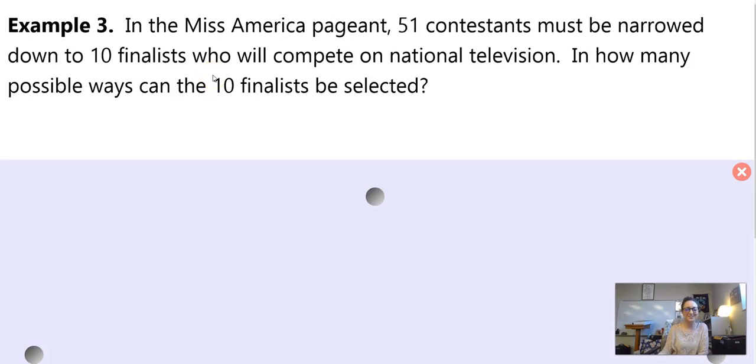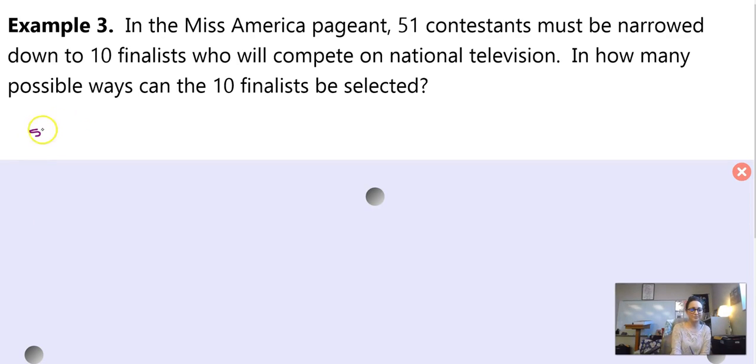All right, let's read example 3 here. In the Miss America pageant, 51 contestants must be narrowed down to 10 finalists who will compete on national television. In how many possible ways can the 10 finalists be selected? So does order matter here, or does order not matter? Order does not matter. So would this be a permutation or a combination? This would be a combination. So this is going to be 51 choose 10.